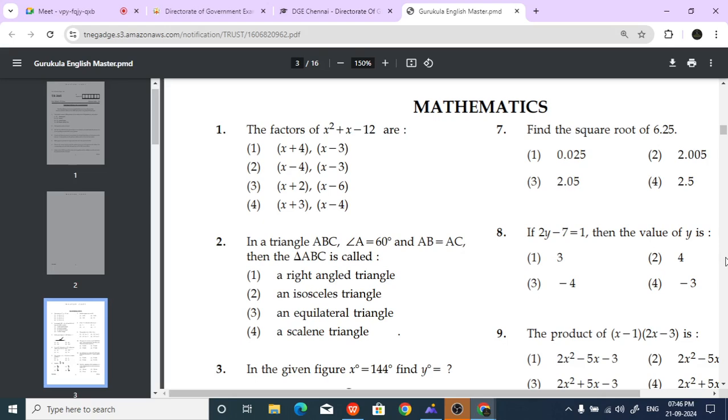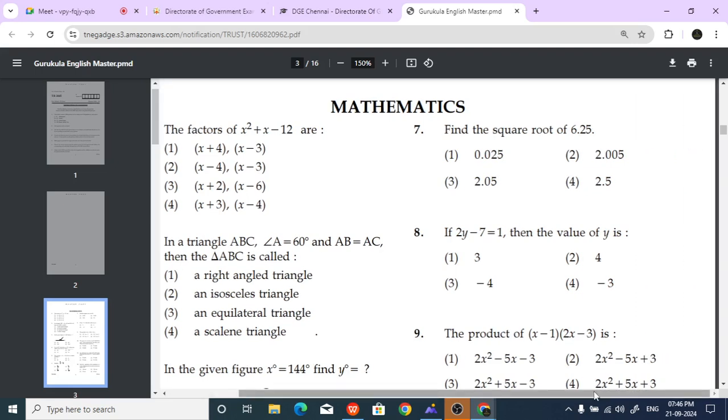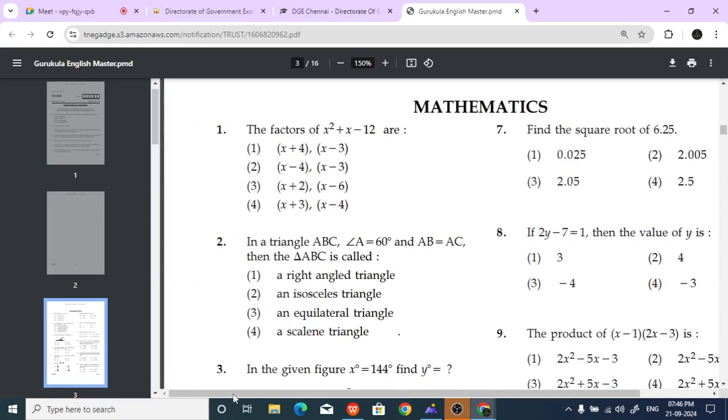This is a little easy question paper. But your actual question paper will not be much different from this. It will be like this only. It will be a little more difficult.